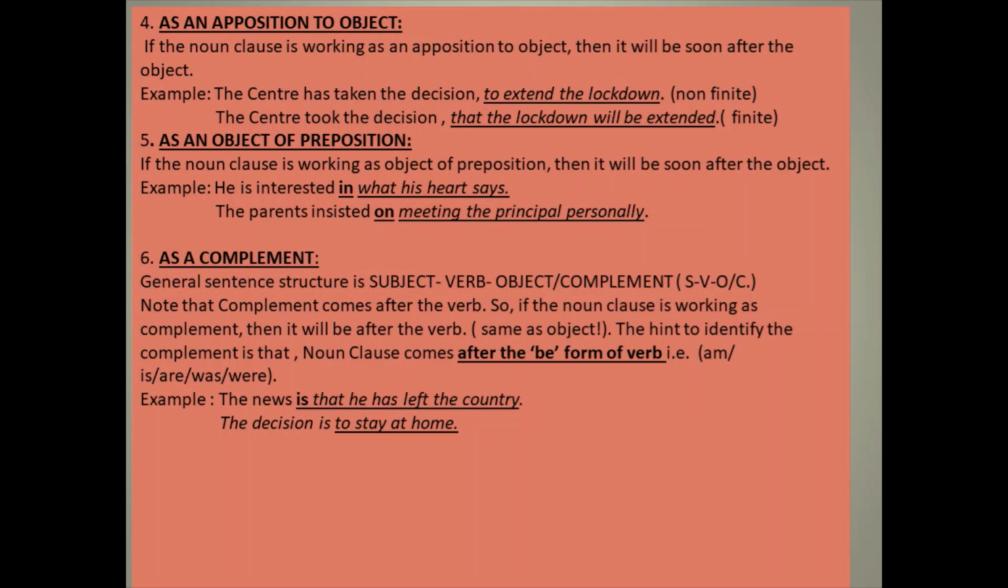So that particular thing would be your noun clause. He is interested in what? What his heart says. Nothing has changed, children. So there is no change in the general fixed rule of identifying the noun clause.